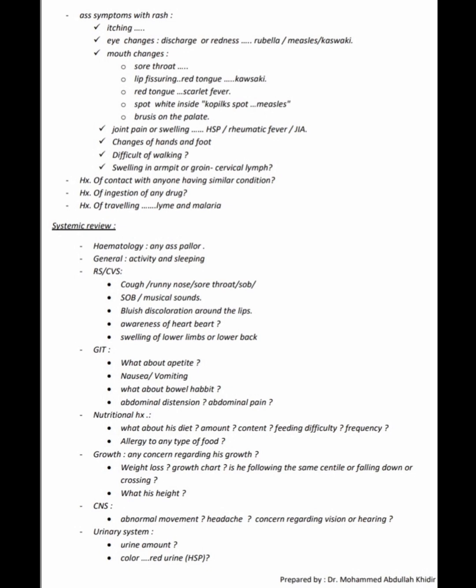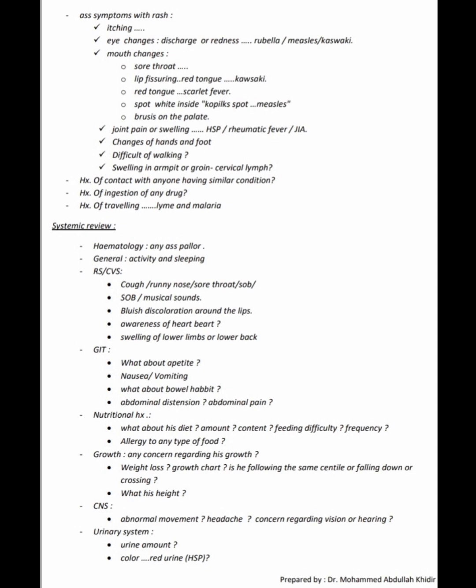How can we ask the systemic review? So first, hematology. Is the rash associated with any pallor, and what about general activity and sleeping? Respiratory system and CVS. We can ask like, is there any cough, runny nose, sore throat, shortness of breath present or not? If shortness of breath, musical sounds present or not, bluish discoloration around the lips, awareness of the heartbeat, swelling of the lower limb or lower back.